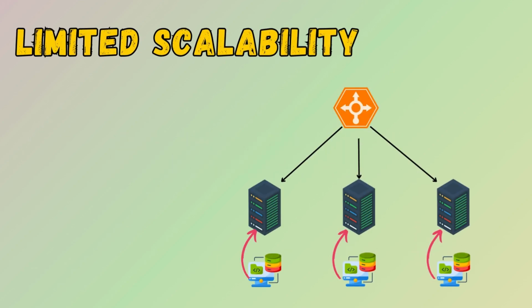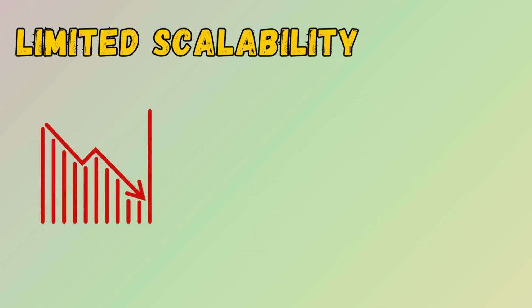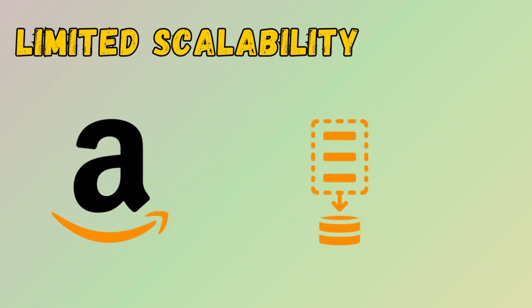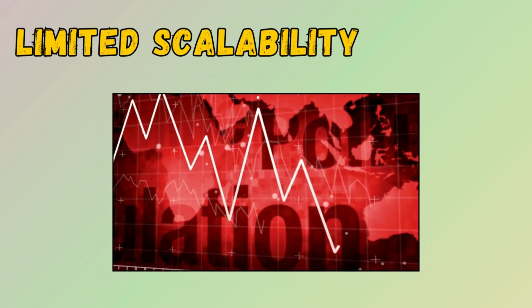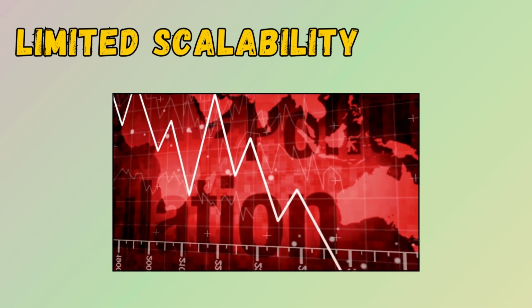Disadvantages. Monolithic applications can be challenging to scale, particularly when specific components or features require more resources. This limitation can lead to performance issues during peak usage times. For example, if Amazon were to stick with monolithic architecture during holiday sales events at its scale, Amazon might have struggled to handle increased traffic, resulting in slow response times and potential downtime.